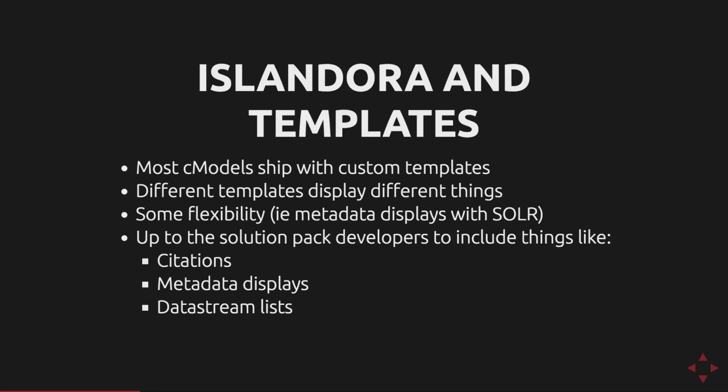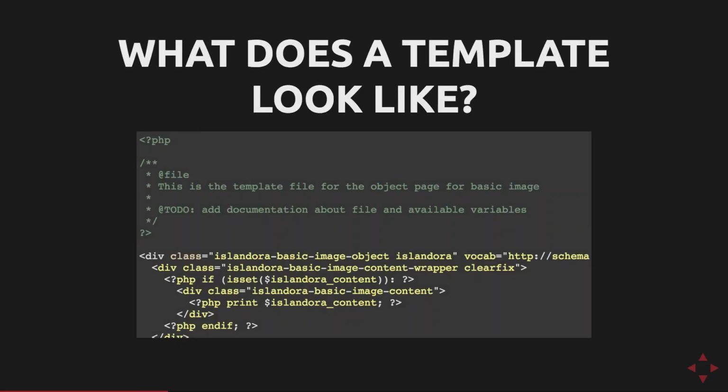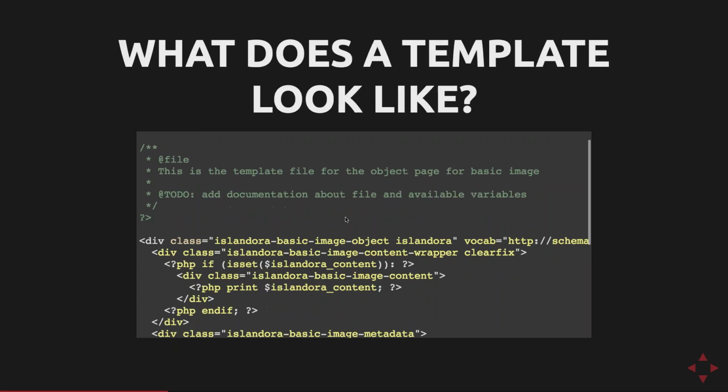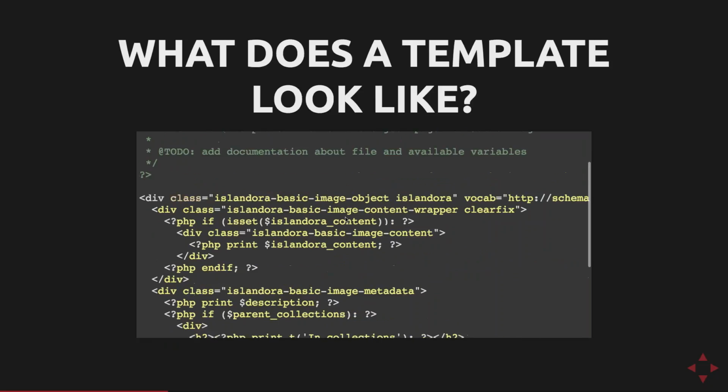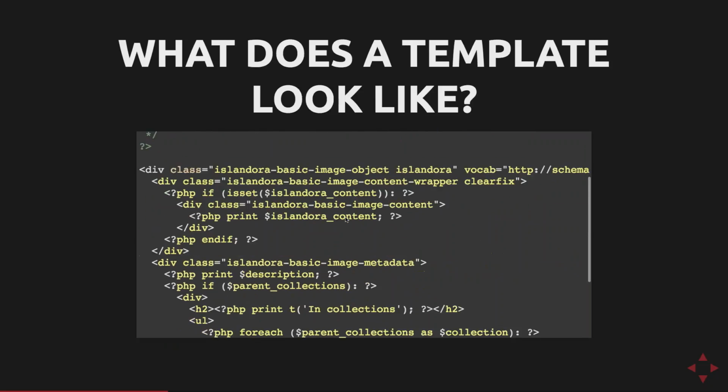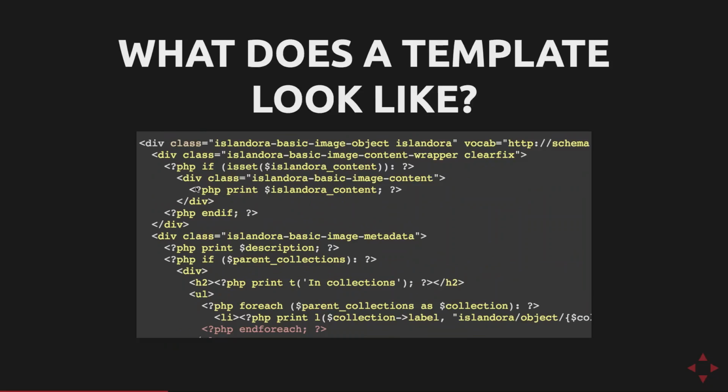So what does a template look like? Well, this is a template. I ripped this right out of the basic image solution pack. And I just want to highlight a couple things here. As obviously my code highlighter doesn't like PHP too much, but we can see here that we essentially have a div wrapper around most of the meat and bones of what this solution pack is providing, the Islandora content, and it's already rendered it somewhere else in a pre-process, and this template is just wrapping it and displaying it for the end user.